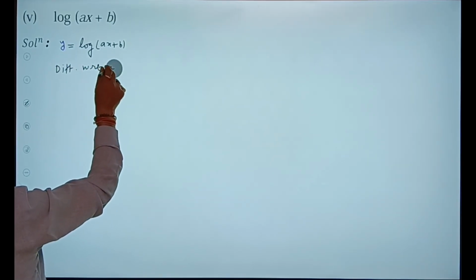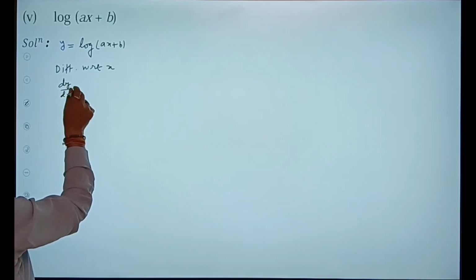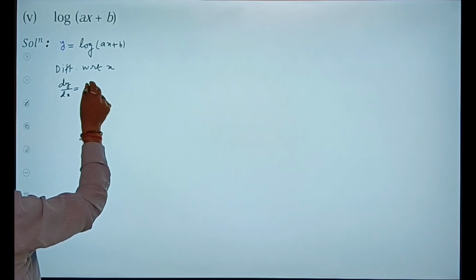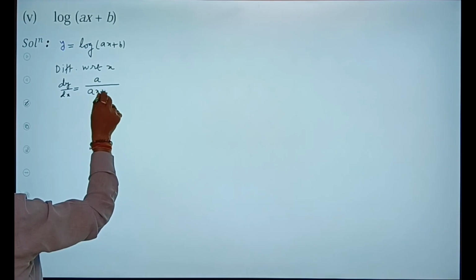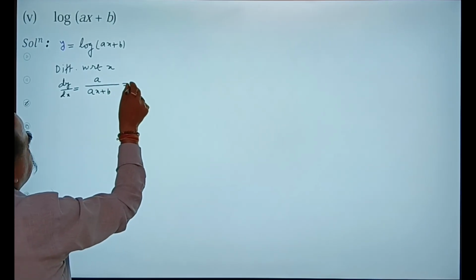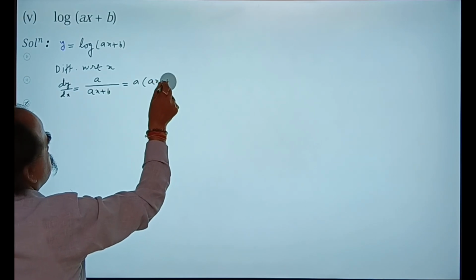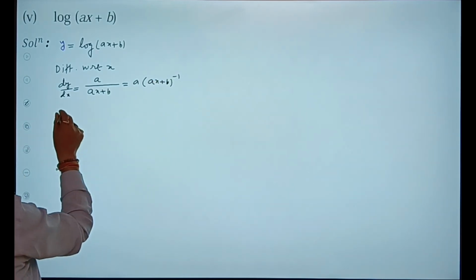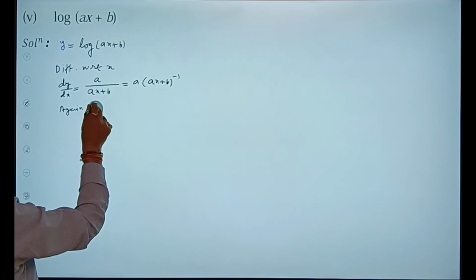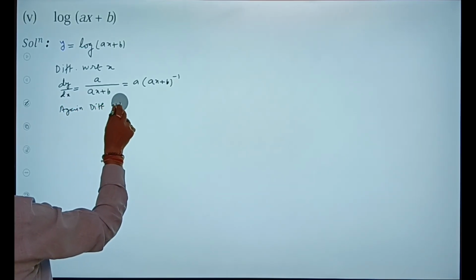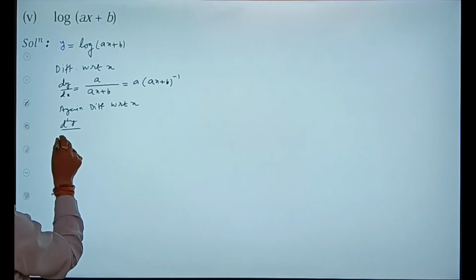Differentiating with respect to x. dy by dx is equal to a upon ax plus b, which is same as a into (ax plus b) raised to minus 1. Again, differentiating with respect to x. d2y by dx square is what?